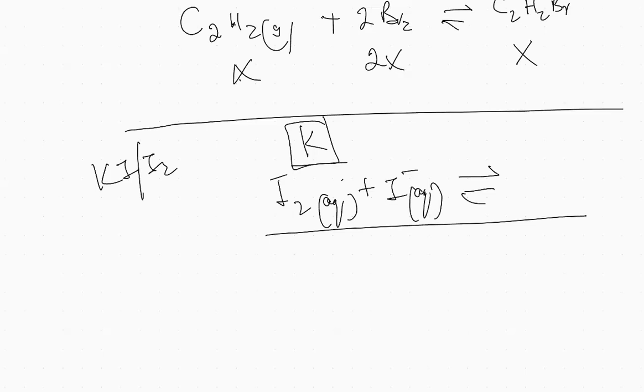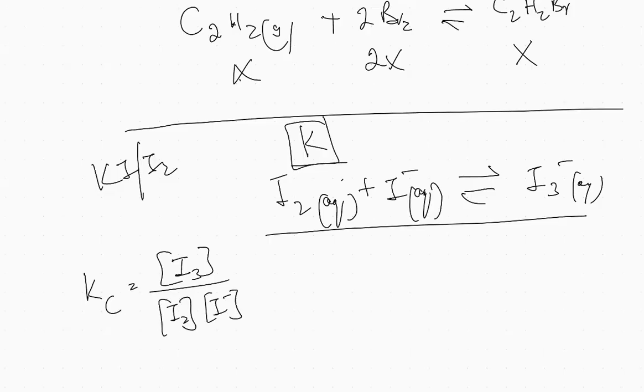So now for this, first of all, let us write Kc. Kc is going to be the I3 minus concentration divided by the I2 concentration and the iodide concentration. That's it, right? Okay. So we are given the question: what would be the equilibrium constant for the reaction? That's what we have to find, Kc.